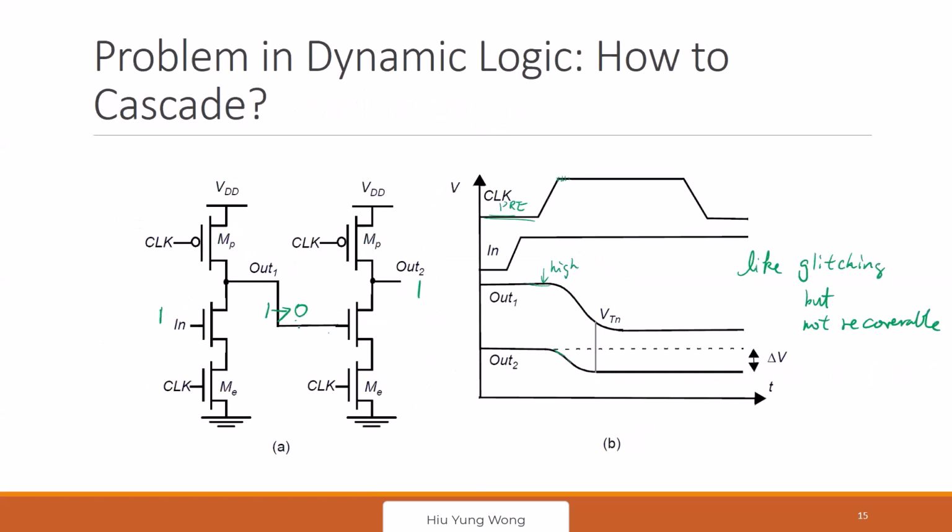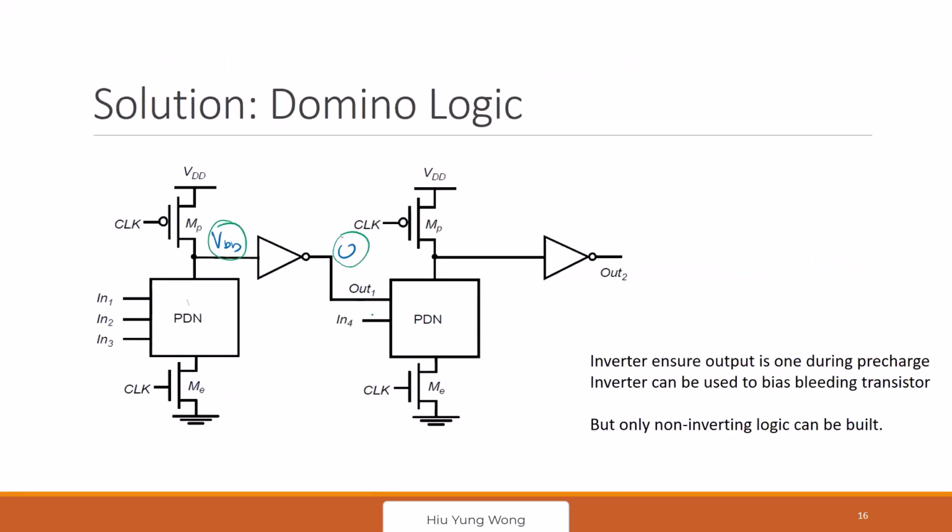The problem here is that you're supposed to give 0 to the next stage, but you start with 1. So you start evaluating wrong in the next stage already. By adding an inverter, then you don't have this problem. You always start from 0 during evaluation. Okay. But if you do this, only non-inverting logic can be built, because this is non-inverting. We add an inverter.